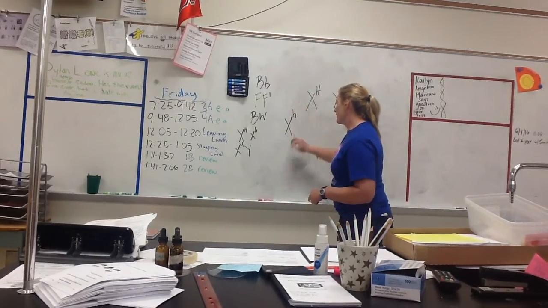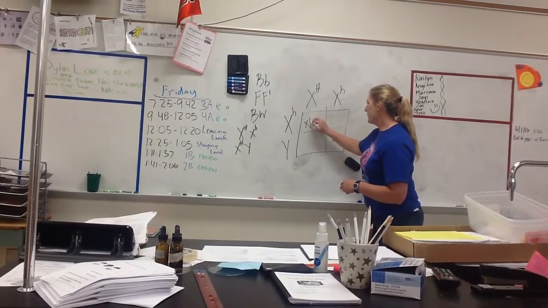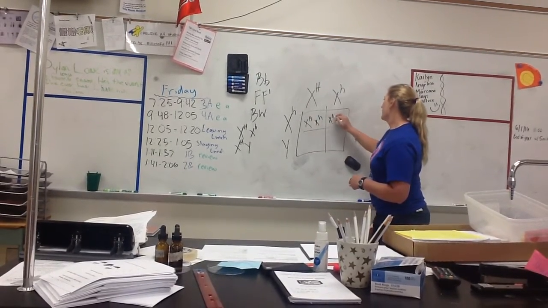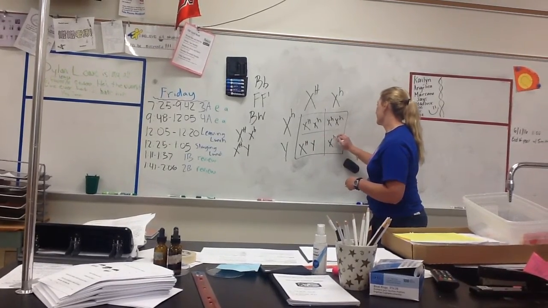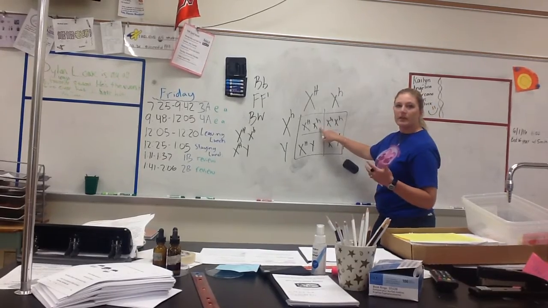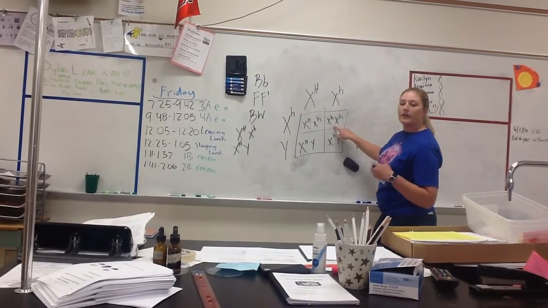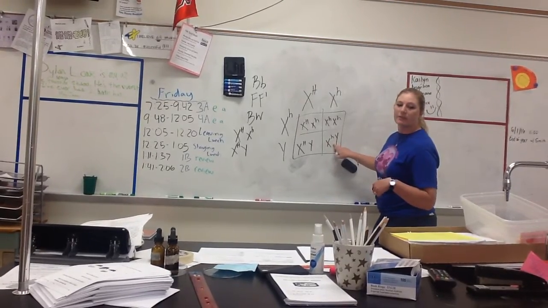So he's got the little h and a Y. When I cross this, I get X big H X little h, X little h X little h, X big H Y, X little h Y. So this is going to be a normal female. She's going to be a carrier. This one's going to be a female with hemophilia. It's a normal male, and then a male that's affected with hemophilia.